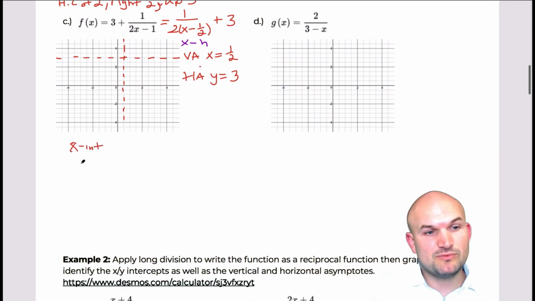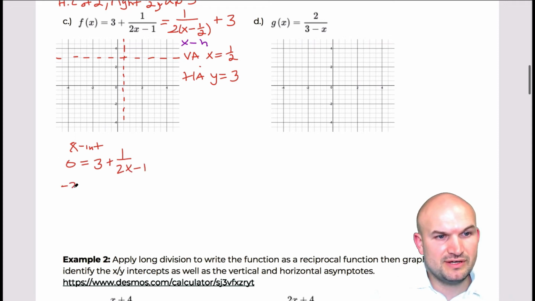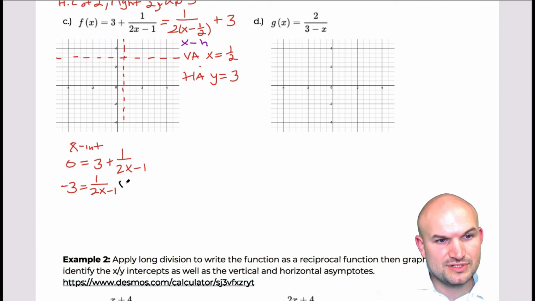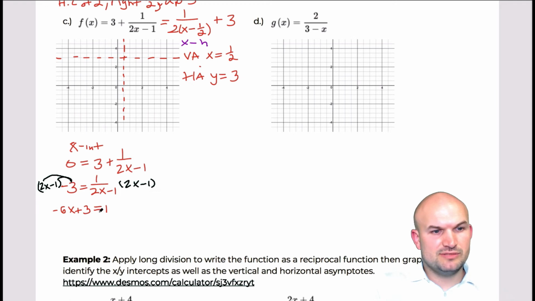So the x-intercept is when y is equal to 0. So 0 is equal to 3 plus 1 over 2x minus 1. So I'm going to subtract the 3 over there. So I have negative 3 equals 1 over 2x minus 1. Now I'll show my work here. To get this off the bottom, I'm going to multiply by 2x minus 1 on both sides. Make sure to distribute the negative 3. So therefore, I have negative 6x plus 3 is equal to 1. Subtract the 3.